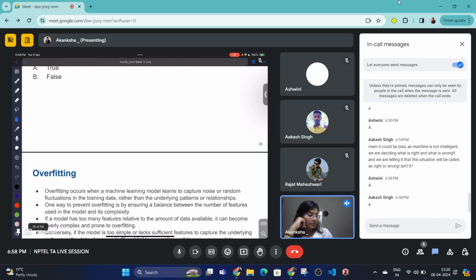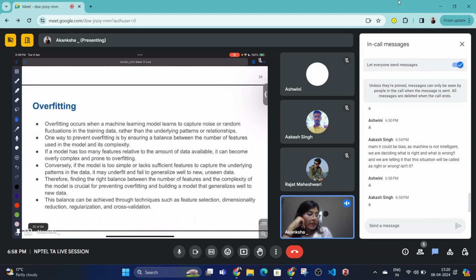So, what is overfitting? In the context of deep learning or machine learning algorithms, the model learns some unnecessary features as well. So it captures noise. The model learns to capture noise or random fluctuations in the training data rather than the underlying patterns or relationships. One way to prevent overfitting.